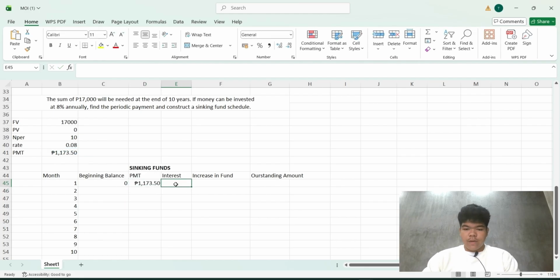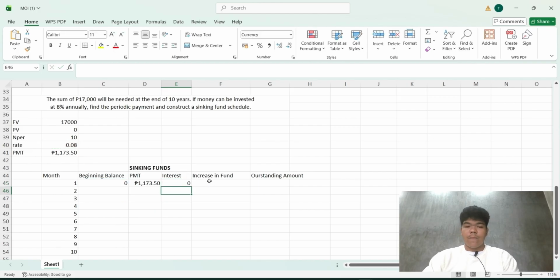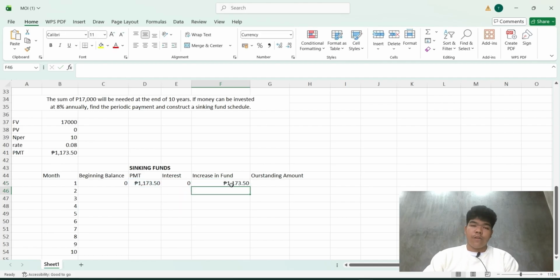Here in the interest, it is the product of our beginning balance and our rate. So you put our equal sign, click our beginning balance, which is in this cell, multiply it to our rate, press enter, and now we got our interest. The increase in fund is the sum of the PMT and the interest. So we put down an equal sign, click our PMT, put an addition, and then our interest. Press enter, and now we have our increase in fund.